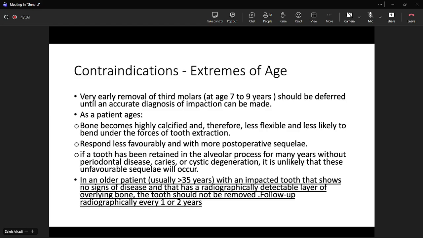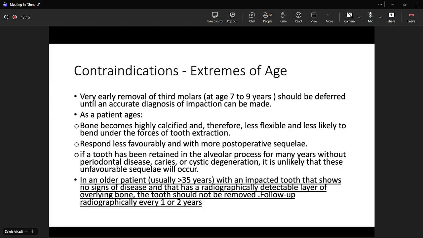We're going to talk about it as one of the options for the treatment of lower impacted teeth mentioned in the literature. This happens at the age of 7 to 9 years, where the third molar buds start to form, and they remove the bud before the roots start forming. So we don't do this, as you don't have an accurate diagnosis; this tooth could erupt in a fully functional position without any problem and may not be impacted. Also, in extremely elderly patients, we know that as the patient ages, bone becomes highly calcified and less flexible.